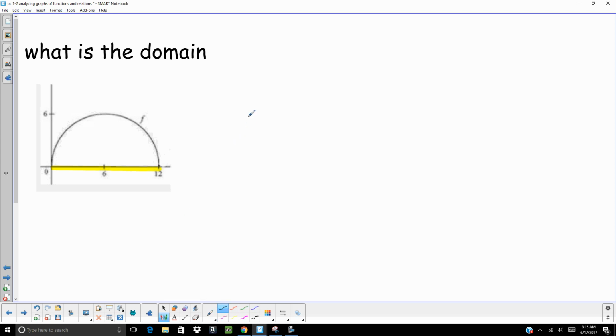So I'm going to use function notation, which we did in our last section. It is including 0. It's going to 12. And it is including 12. So that would be my answer for my domain.